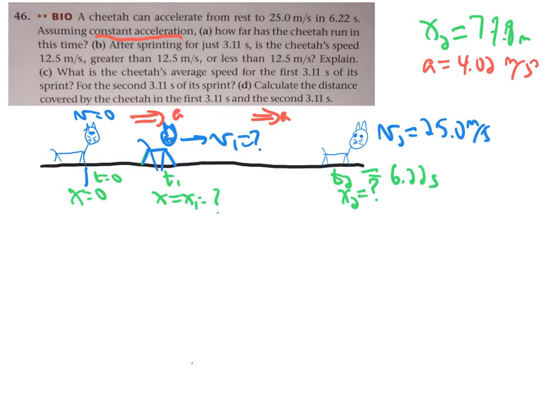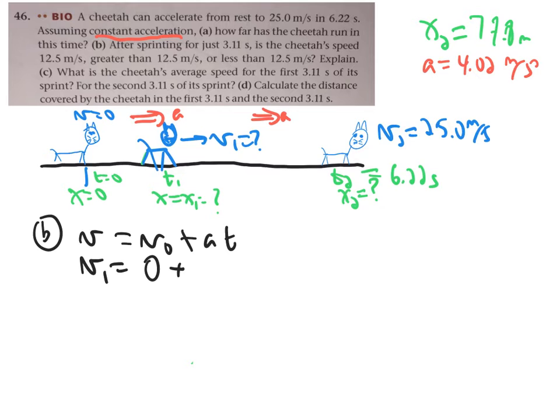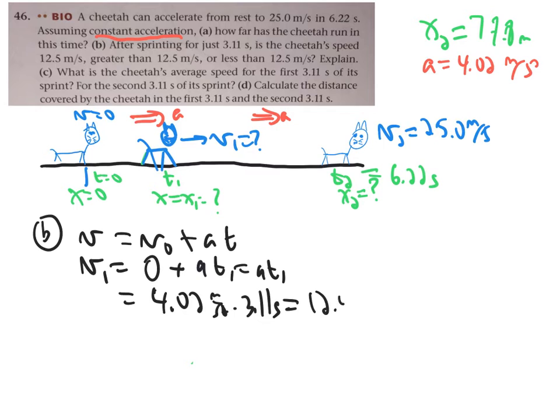And we can do that relatively straightforwardly just by remembering that v is v0 plus at. So v1 is 0 plus at1, which is just at1, or 4.02 meters per second squared times 3.11 seconds, which is 12.5 meters per second, at least if we follow all the sig figs. So we get, in part B, exactly 1/2 as much.